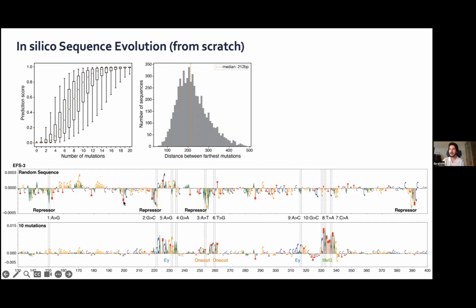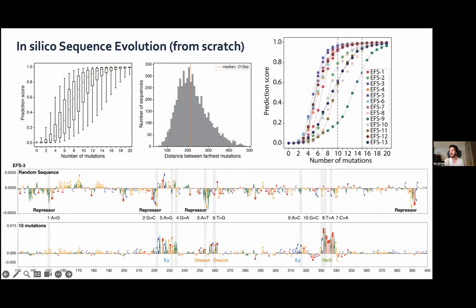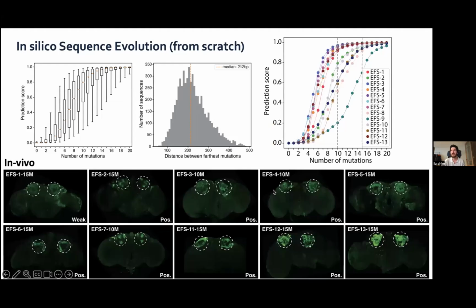So, in the beginning on the random sequence, there are repressors, and after 10 mutations, the model destroys the repressors and creates activators instead. In this case, we focused on the Kenyon cells, and we tested 13 synthetic ones, either with 10 mutations or 15 mutations. 10 of them were positive and quite specific for the Kenyon cells as we were targeting, and 3 of them were negative.